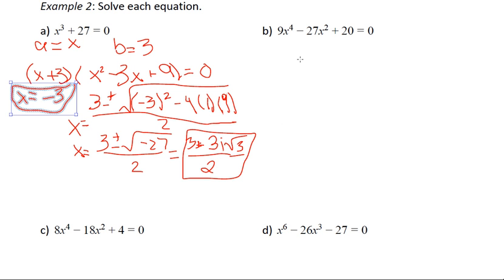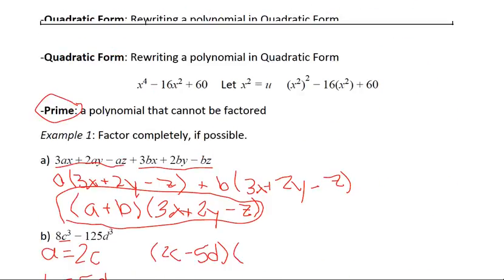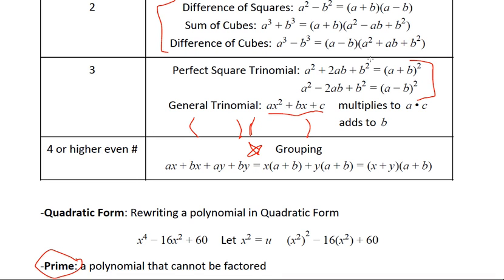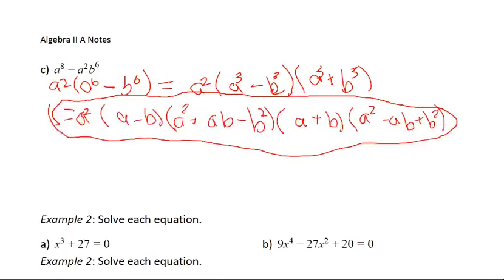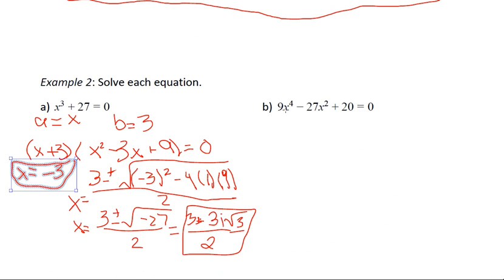Okay, next one. 9x to the fourth minus 27x squared plus 20. Okay, so we're back to these trinomials. If we have a trinomial, is it a perfect square? If so, let's write it that way. If not, we have to try and factor it. So 9x to the fourth would be a perfect square, but 20 would not.